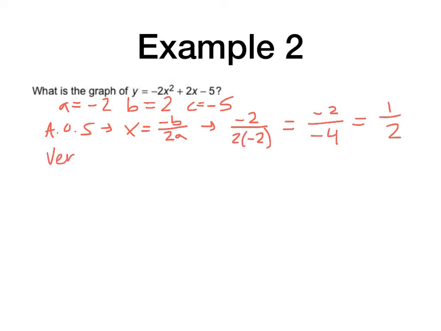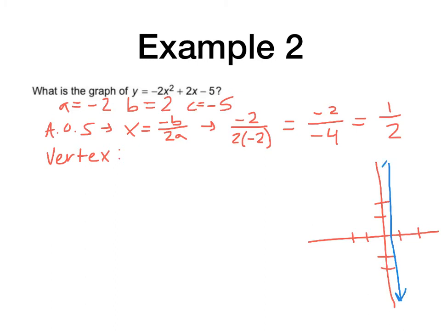So now we have to find our vertex. Yes, this is the axis of symmetry, so we can graph that. So it's going to be at 1/2. Your vertex is always going to have the same x as your axis of symmetry. So the first number is going to be the same. So what's our first number in our vertex? 1/2.